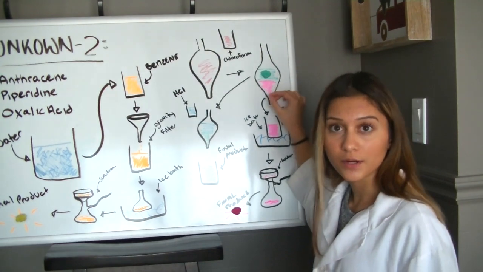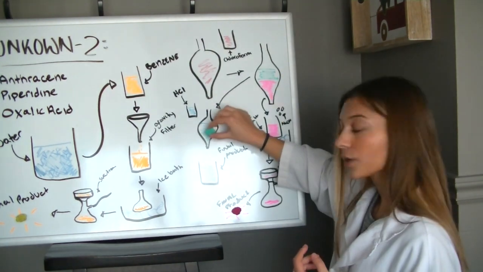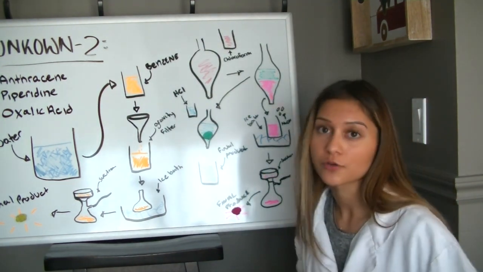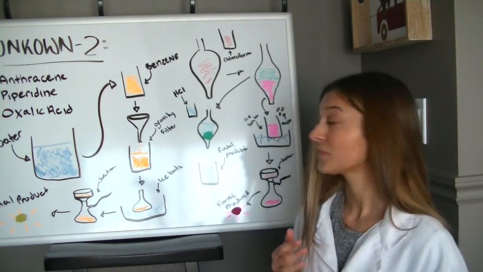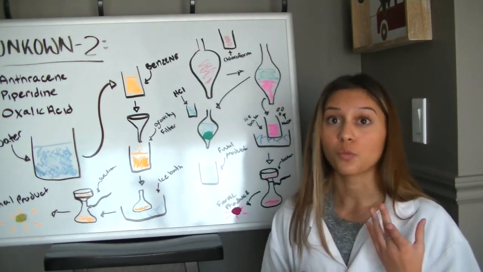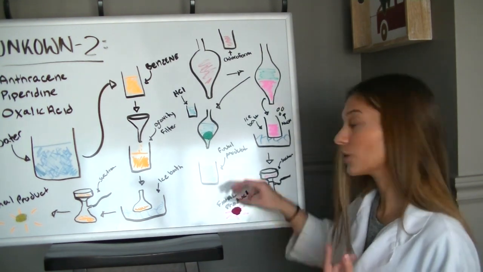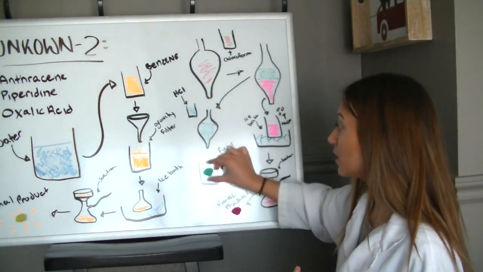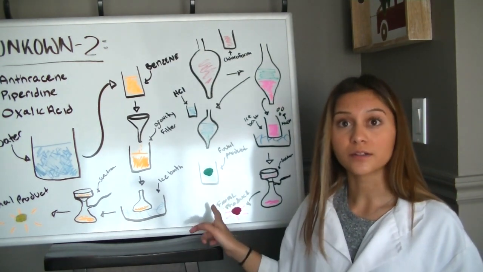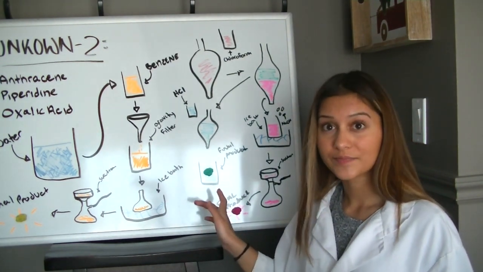Now we still have our piperidine in this separatory funnel. We're going to add HCl to the separatory funnel along with the piperidine. The HCl will be used to wash the piperidine of any unwanted impurities. Once this is complete, we can drain our bottom layer of piperidine into a beaker, and that is our final liquid pure product.